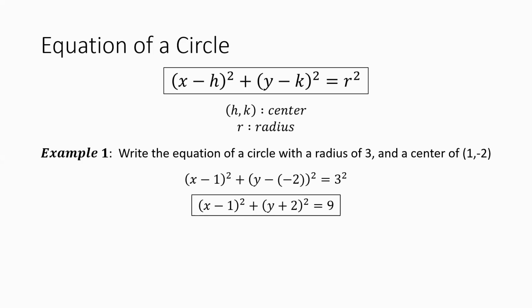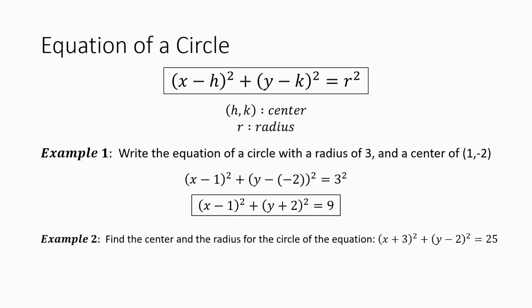So I had a positive 1 as my center, so I get (x − 1)². I have a negative 2 as my center for y, and so I flip the sign and make it a positive 2 in my equation.